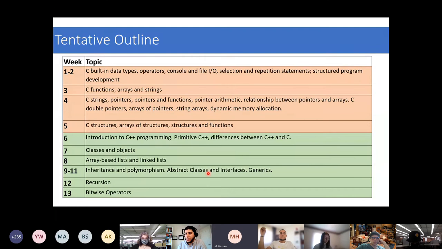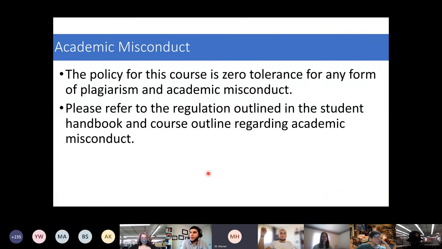Yeah, that's the academic misconduct slide. It's more like a template wording. But here I want to say something different than what is written, and I will be completely open and honest with you.